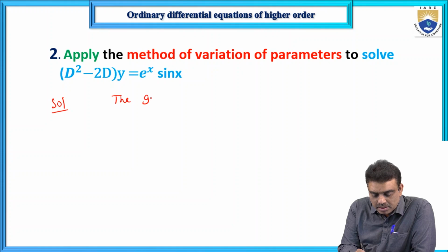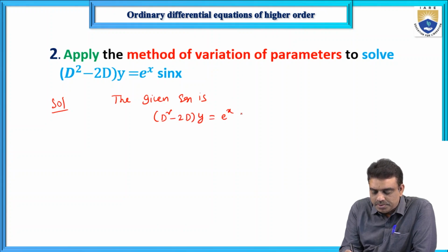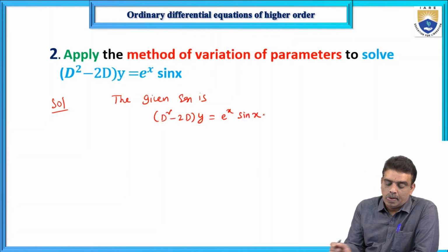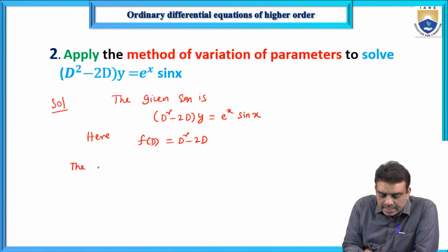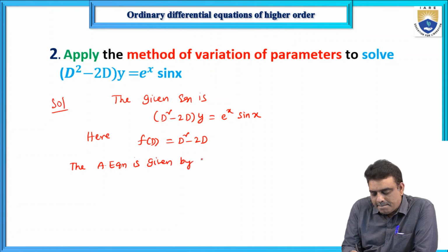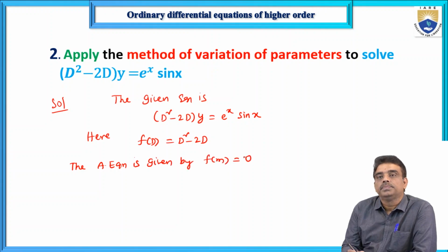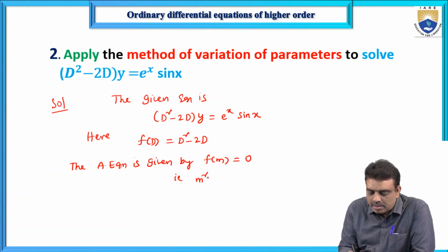The given equation is (D square minus 2D) of y is equal to e power x into sin x. Here f of D is D square minus 2D, and the auxiliary equation is given by f of m is equal to 0. That is, m square minus 2m is equal to 0, or m into (m minus 2) is equal to 0. The m values are 0 comma 2.